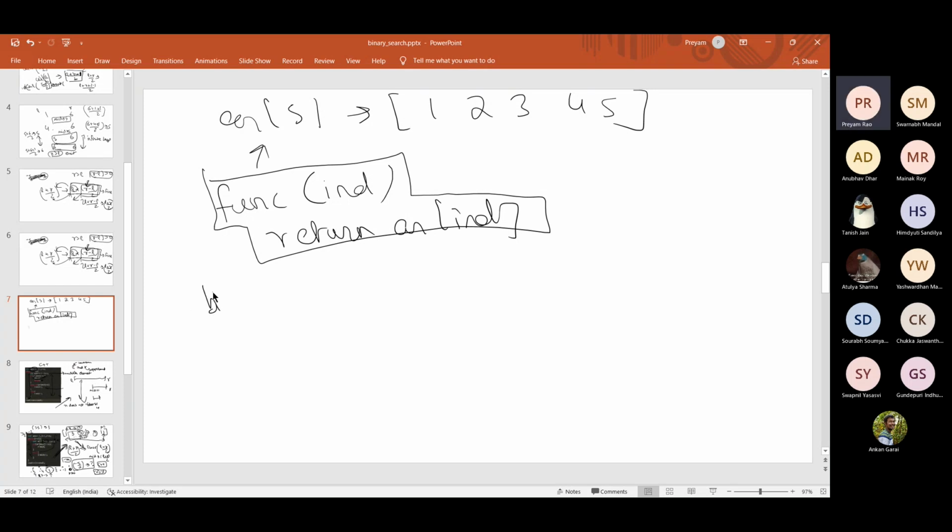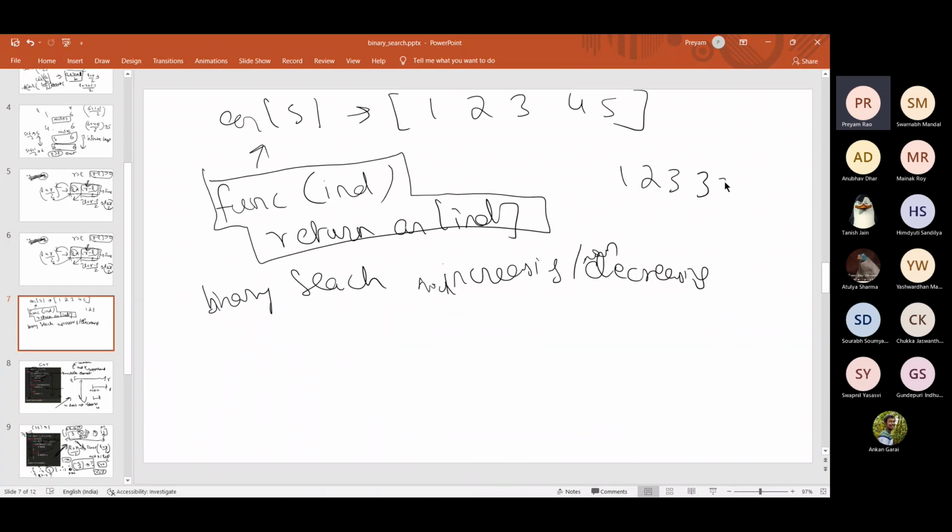So binary search can work with any increasing or decreasing function. I should write non-increasing, non-decreasing, right? Because even if we find duplicate elements, binary search continues to work. So binary search does not need an array. It can work with a function. So any increasing or decreasing functions, right?